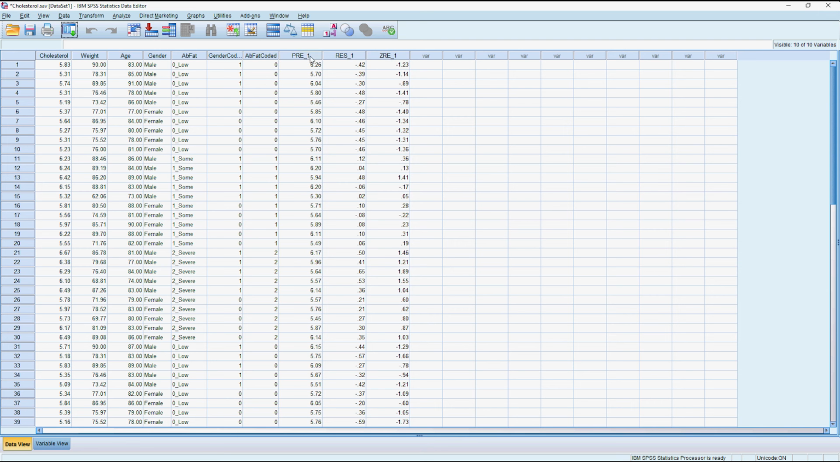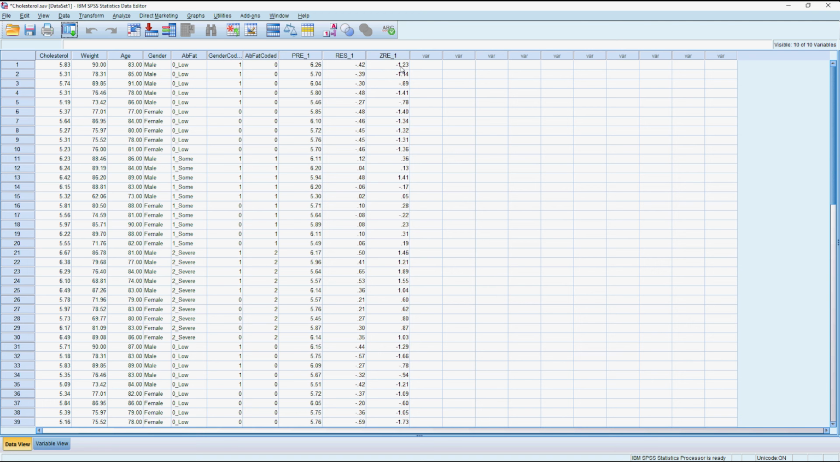We've got our predicted values. So for this first person, based on their weight of 90 kilos and their age of 83, they had a predicted cholesterol of 6.26. Their actual cholesterol was 5.83. The difference between their actual cholesterol and their predicted value is the error or the residual. So we were out by negative 0.42. Oh no, that's okay. So that's the raw error.